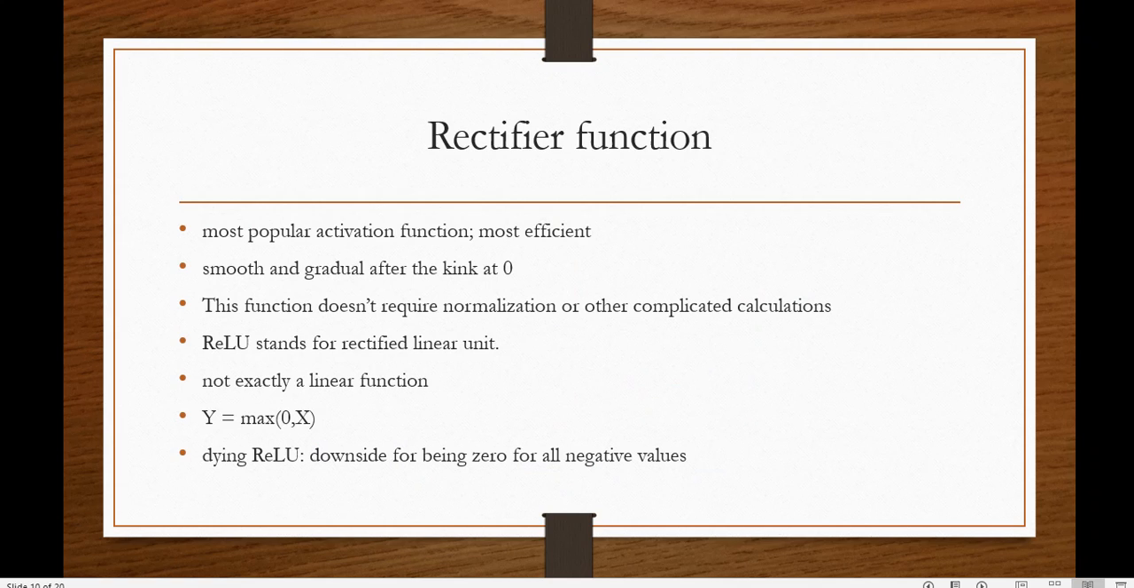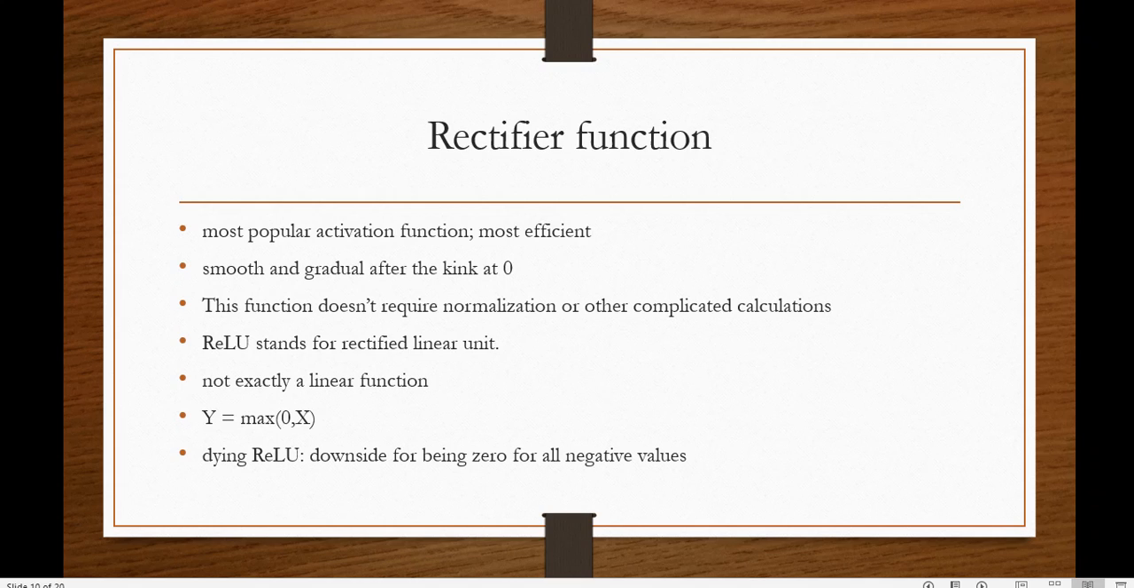Now, it is popularly known as ReLU, and ReLU stands for rectified linear unit. Now, it is not exactly a linear function. Why? Because if it was only y equals x, then we could say okay, it's a linear function. But here it's not like that, right? Because when your x value is 0 or less than 0, then y is always 0. That's why it is not exactly a linear function.